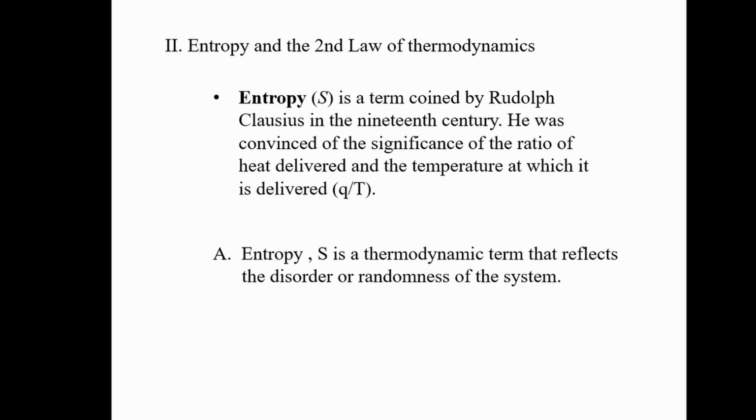It has to do with entropy. What is entropy? We give it the symbol S. It was coined by Rudolf Clausius in the 19th century. He was convinced of the significance of the ratio of heat delivered and the temperature at which it is delivered, Q over T. Entropy is a thermodynamic term that reflects the disorder or randomness of a system.